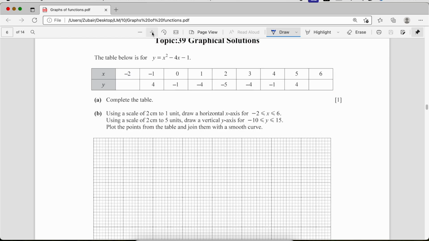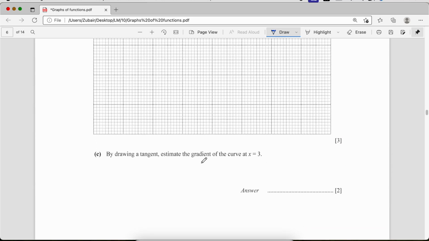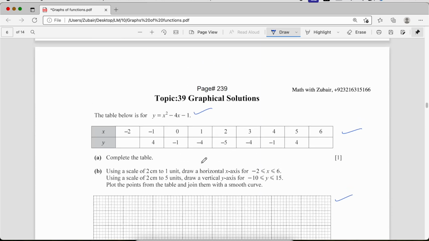Next question. The table below is for y is equal to x squared minus 4x minus 1. Always the same nature: equation, table, graph. Now this time there is one addition. The x's are not given, but the instructions are.